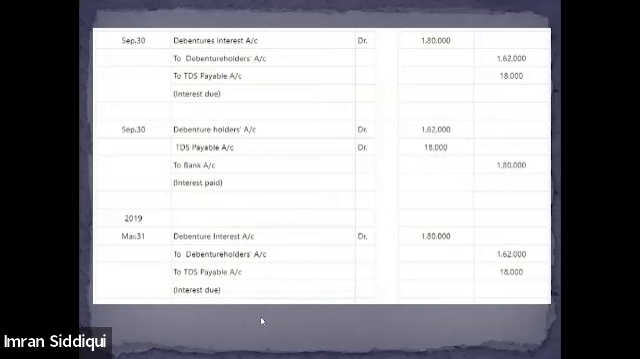Statement of profit and loss account debit to interest on debenture account, 36,000. Yes. Correct. Everything is right. Good job. Well done.